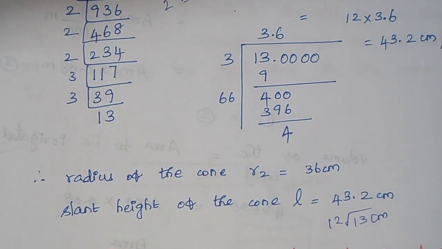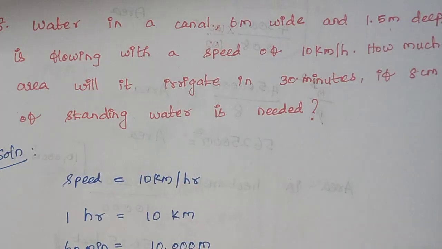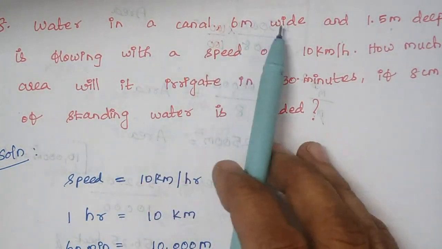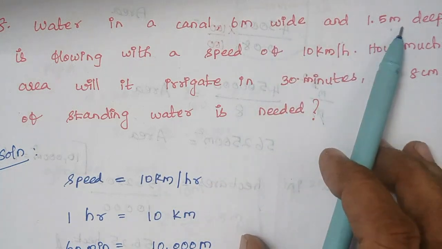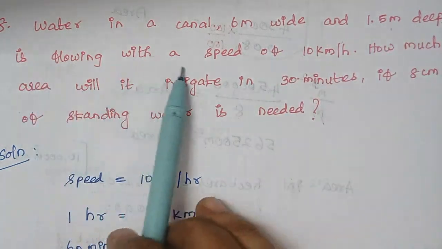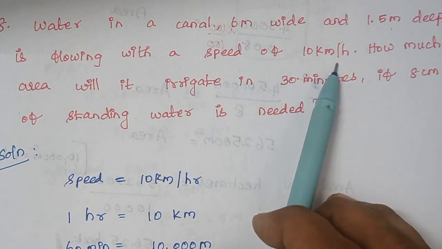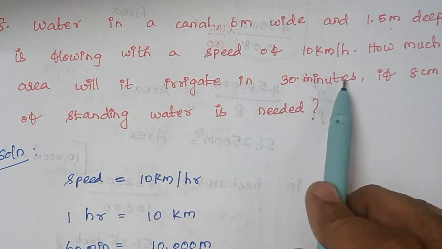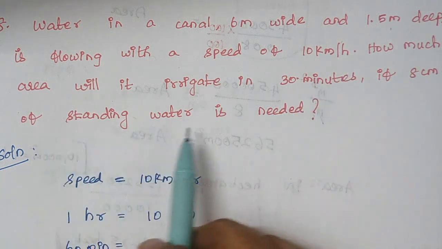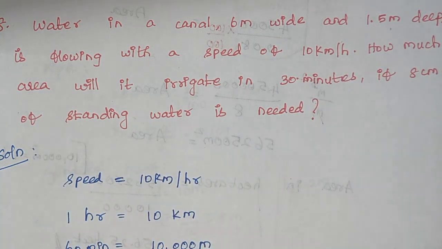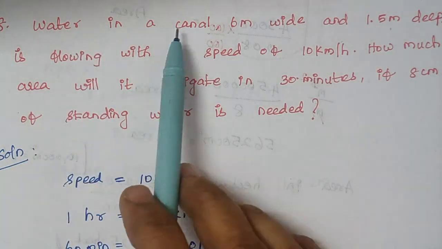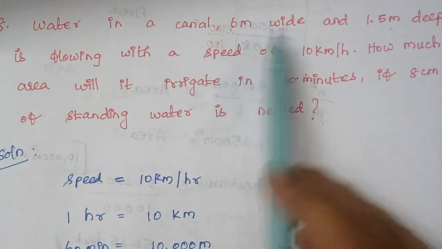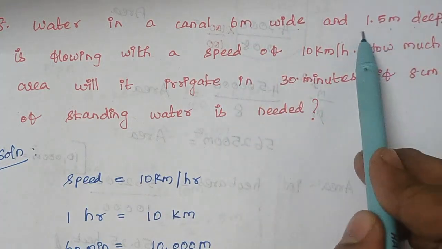Now, we will proceed with our next problem. Problem number 8. So, water in a canal 6 meter wide and 1.5 meter deep is flowing with the speed of 10 km per hour. How much area will it irrigate in 30 minutes if 8 cm of standing water is needed? So, here there is a canal whose width is 6 meter and depth is 1.5 meter.